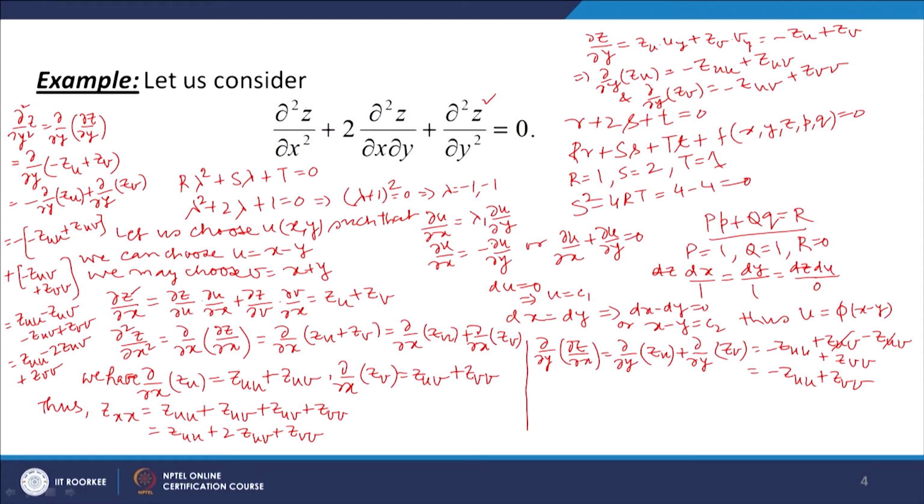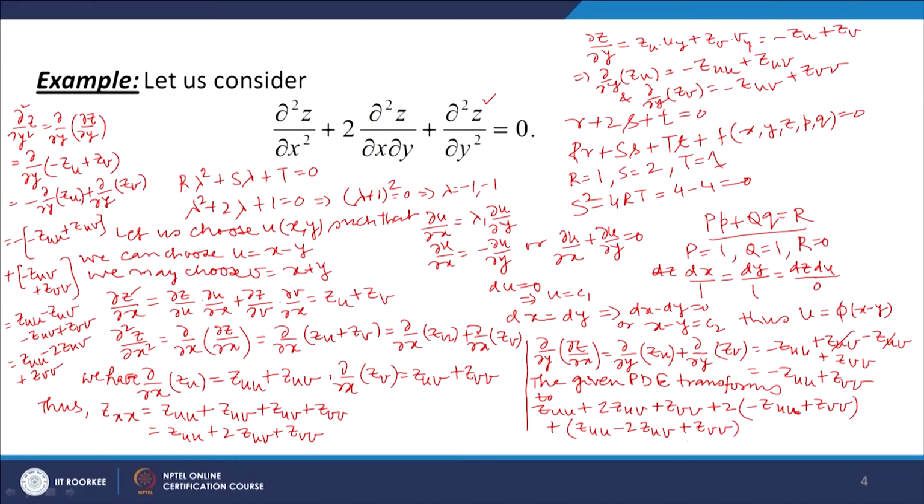We have found the value of z_xx. So the given PDE transforms to, z_xx is z_uu plus 2 z_uv plus z_vv, plus 2 times z_xy. Z_xy we found here, the partial derivative of z_x with respect to y, and it is minus z_uu plus z_vv, and then plus the second order derivative of z with respect to y, which is z_uu minus 2 z_uv plus z_vv.